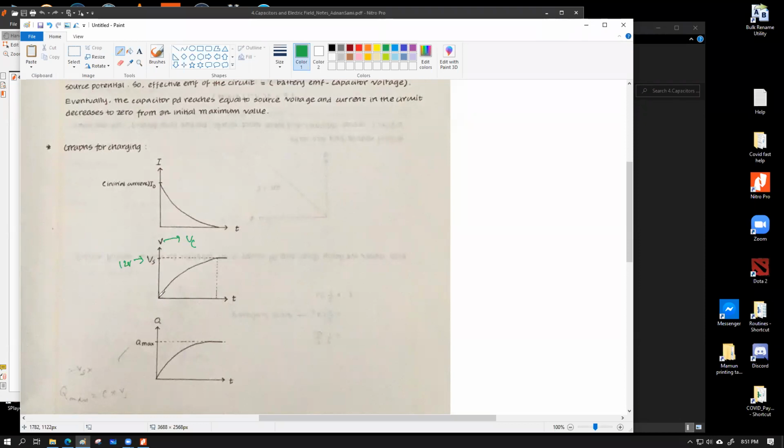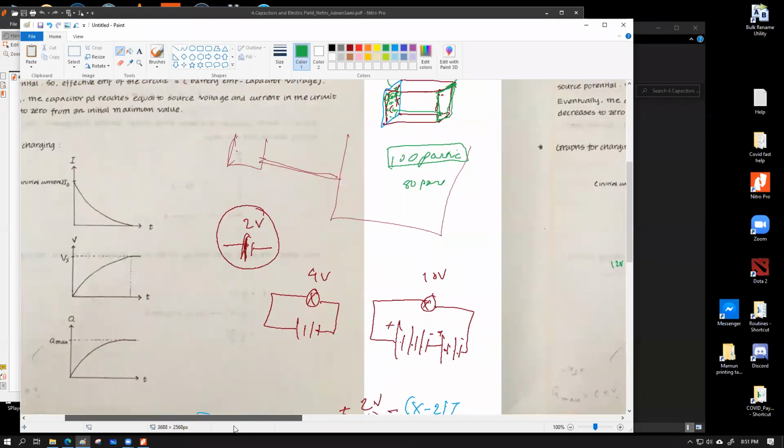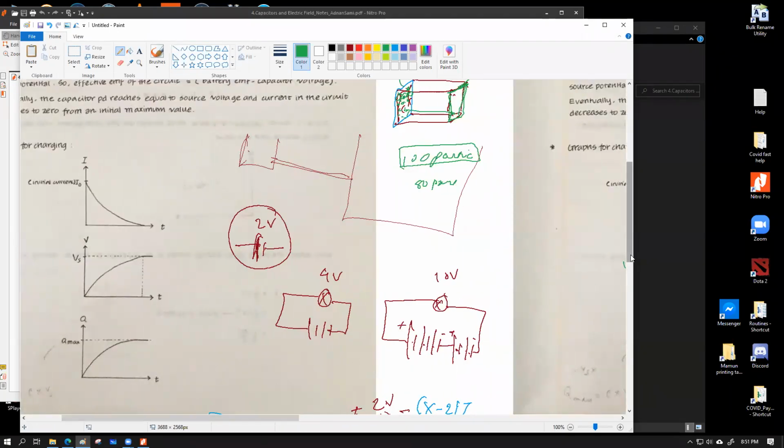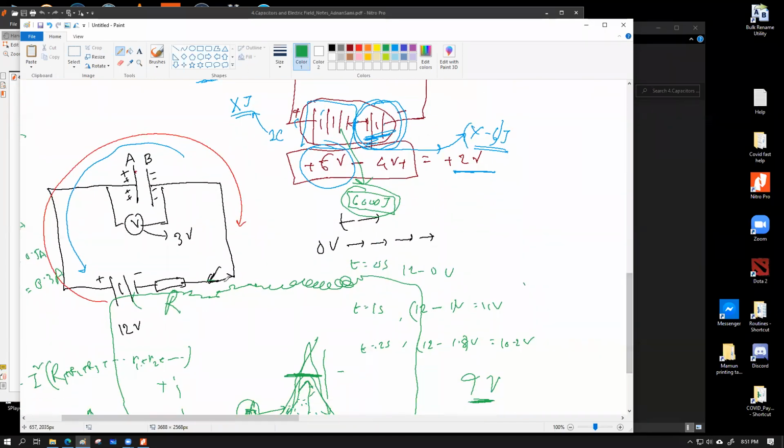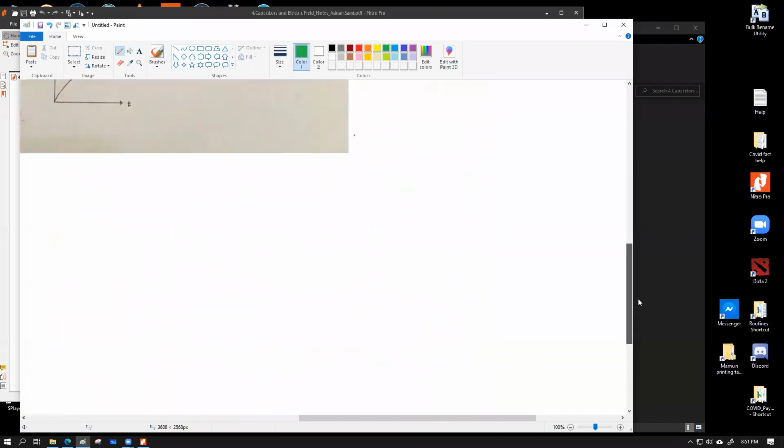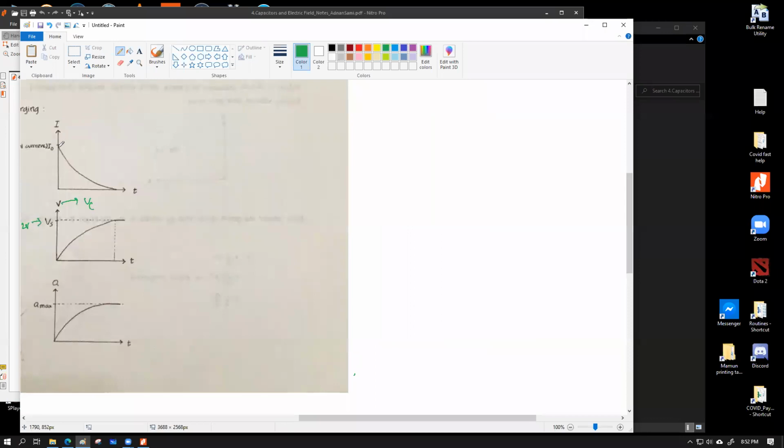As time goes further, the voltage of the capacitor increases. But it does not increase by an equal amount for the next amount of time. Why? Because as the voltage of the capacitor increases, which we showed in this figure, the effective EMF of the circuit decreases, which means an equal amount of current does not flow through the circuit anymore. Which brings us to the idea that the current flow is going to slowly be reduced.